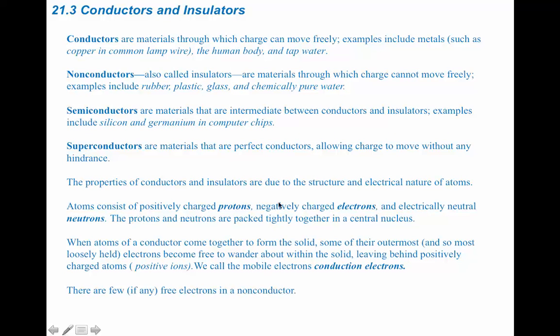And then, as a quick review, I'm sure you recall that atoms are made up of protons and neutrons packed together tightly in the nucleus, and negatively charged electrons that are outside the nucleus. What happens with a conductor is when the atoms come together to form a solid, some of the outermost electrons, since they're outermost, are loosely held and free to wander about. Those electrons are called conduction electrons, and they leave behind some positively charged atoms, or positive ions. There are very few free electrons in a non-conductor.